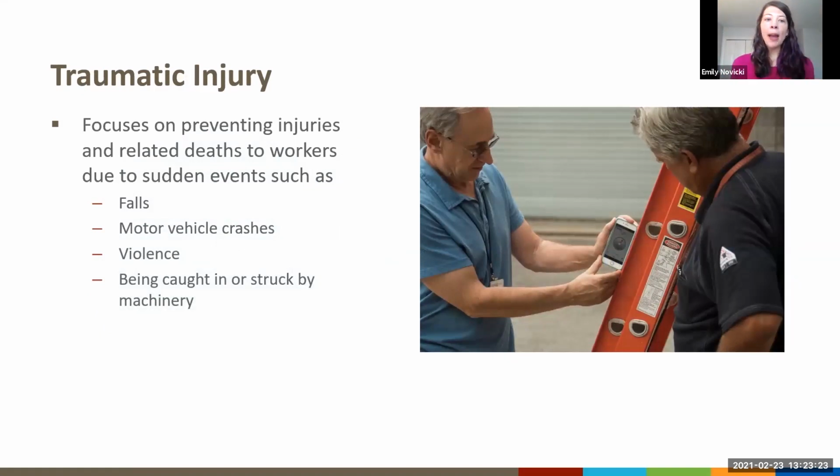Okay. Traumatic injury, again, like I was saying earlier, is sudden events. And we tend to focus on falls, and that can be from height or slips, trips, and falls that happen on the same level. Motor vehicle crashes, violence, and then what we call struck by, which is where you get caught in or struck by machinery. Those are the categories we tend to focus on in traumatic injury.